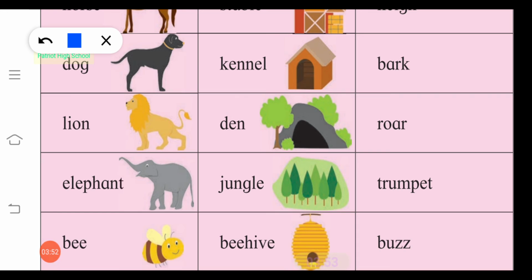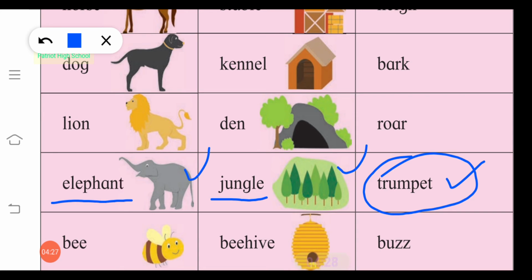Then next we have the elephant. E-L-E-P-H-A-N-T, elephant. An elephant stays in a jungle. This is a jungle. It is full of trees everywhere. J-U-N-G-L-E, jungle. And the kind of sound it makes is trumpet. An elephant trumpets.